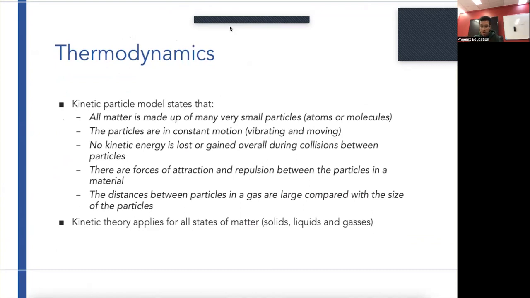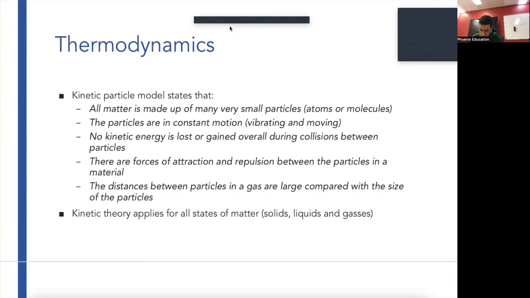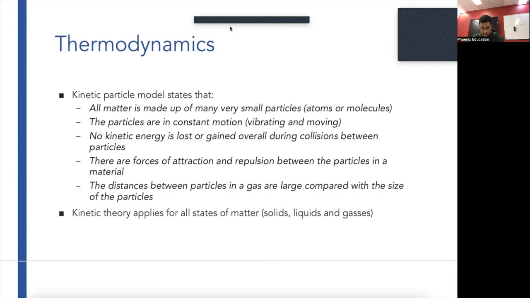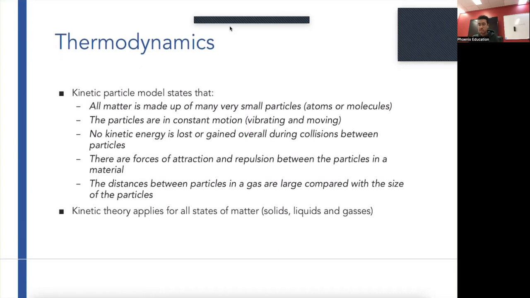Right? They're all vibrating because they have some amount of energy. And as you give the atoms more and more energy, they will vibrate more vigorously, okay? And this is basically called kinetic theory, the study of how atoms vibrate. This kinetic theory applies to all types of matter, so solids, liquids, and gases.